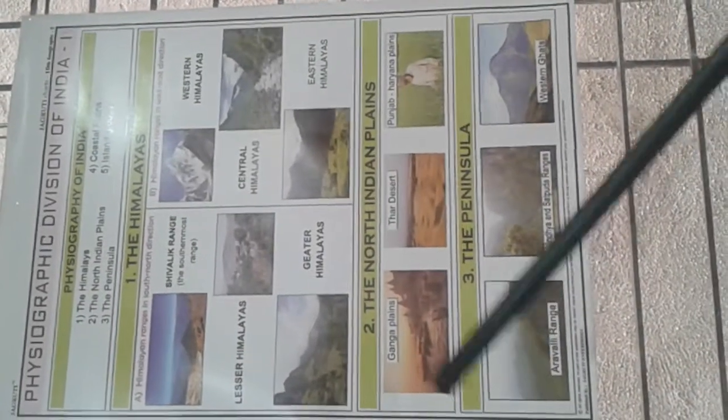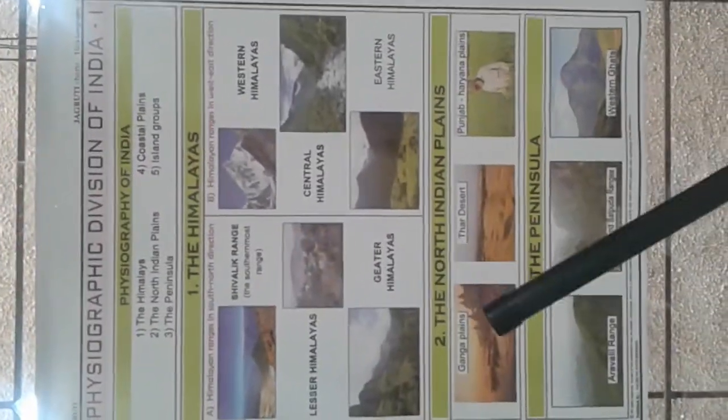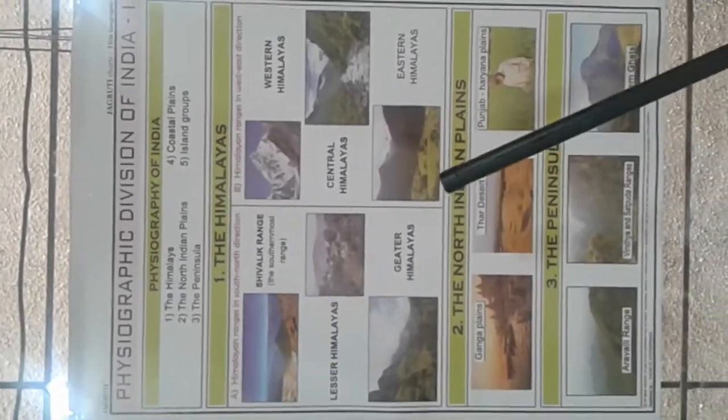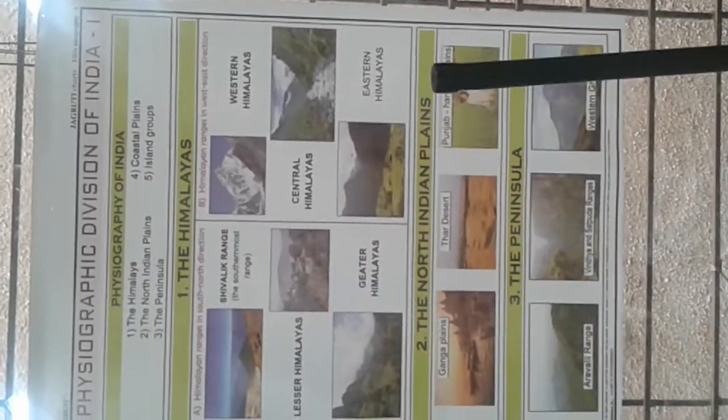The Himalayas are the youngest fold mountains. Fold mountains means they were formed by 2 plates. When these two earth plates dashed together, the mountain was formed. That was the Himalayan mountains.